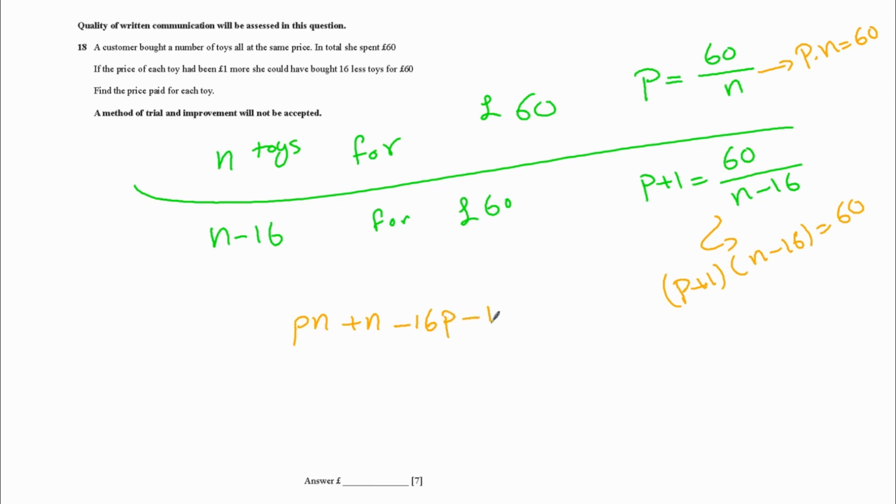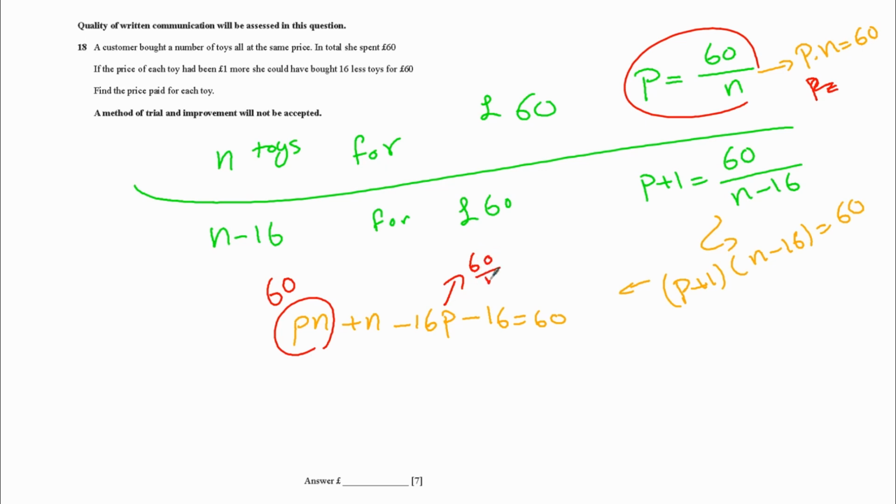Now, from the first part, I know that Pn equals 60, so I can replace this with 60. I can also replace P, since we already have that P equals 60 over n. So I'm going to replace that P with 60 over n. After doing all of this, what I will have is 60 plus n minus 16 times 60 over n minus 16 equals 60.